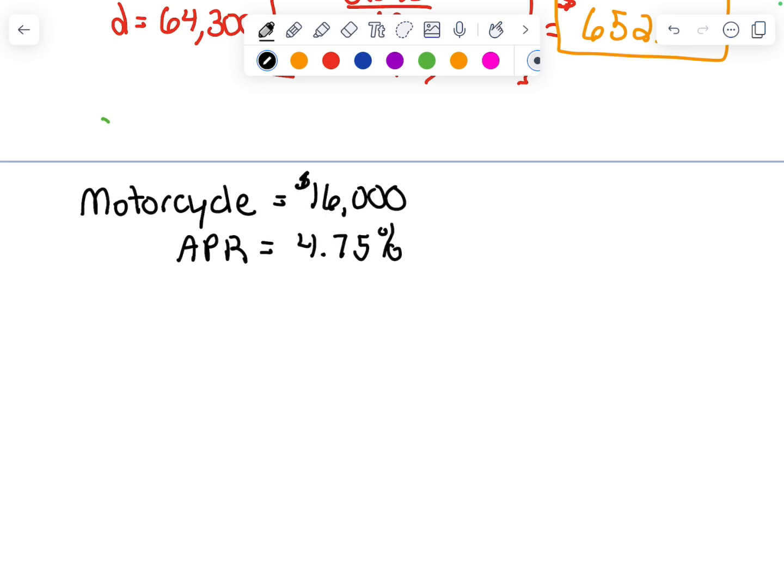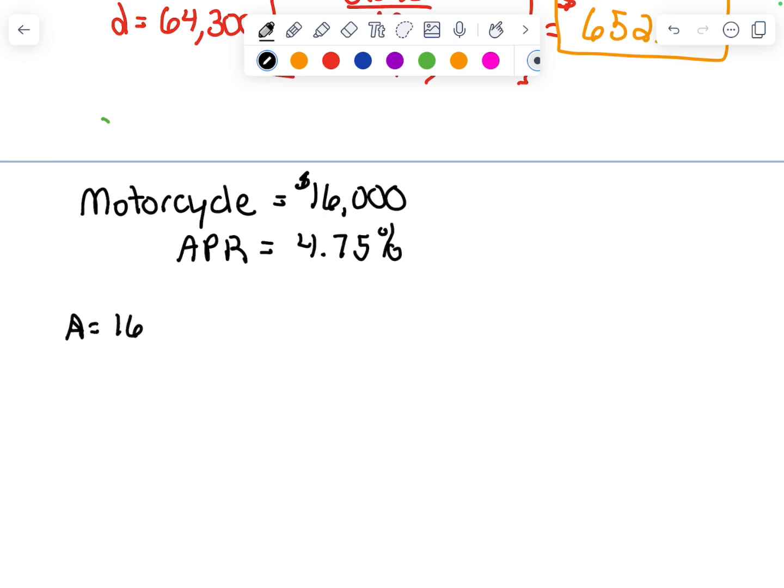Now, let's say we can get a high yield savings account. Let's say we get 4.75% on this high yield savings account this time. And so we're going to repeat this process. We want to see, okay, how much money do I need to save every month so that I could afford to buy this motorcycle a year from today?